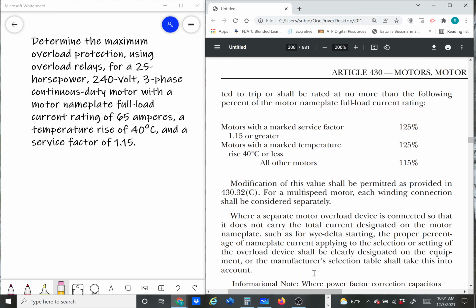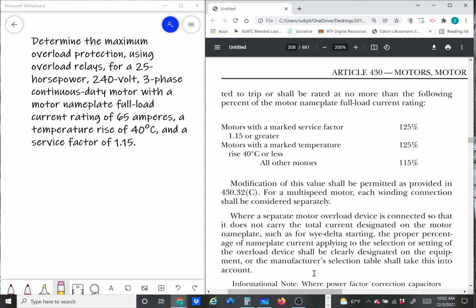Or I have a temperature rise of 40 degrees Celsius or less. If I have either one of those two conditions listed, and if I have both conditions listed, then they both have to fall into those parameters. So if I have a service factor of 1.3 and I've got a motor temperature rise of 30 degrees Celsius, I use the 125% because they both match.